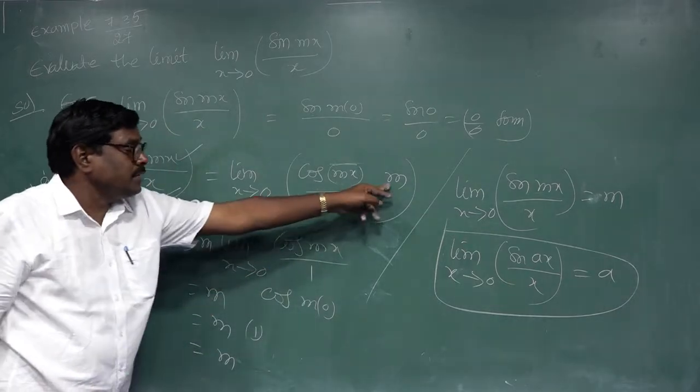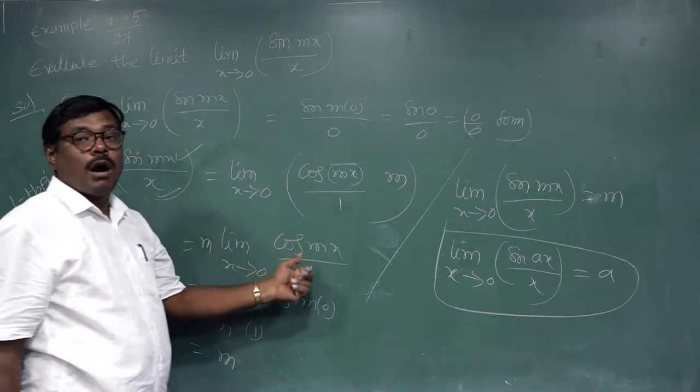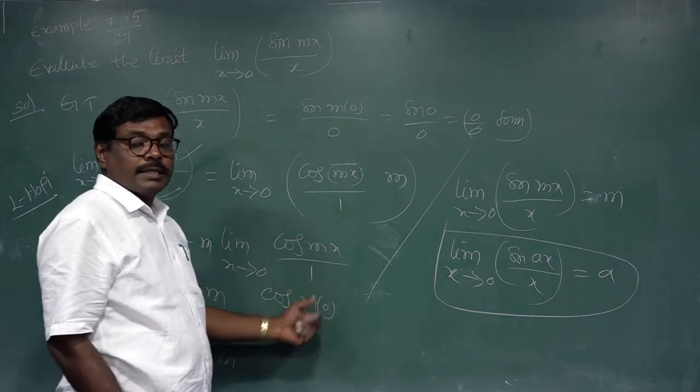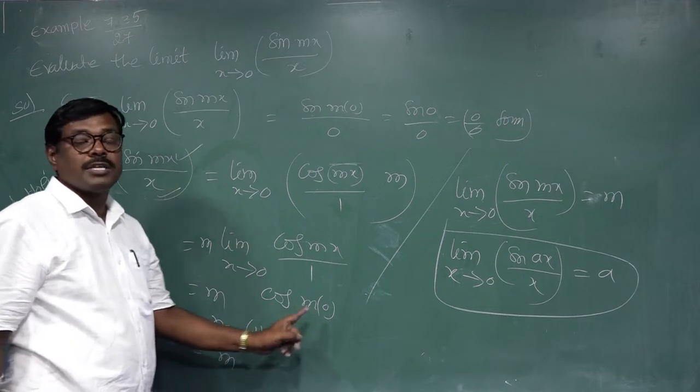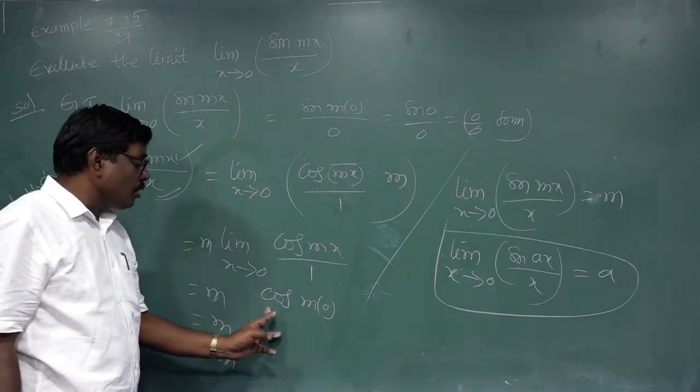This m is a constant, so m into the limit as x tends to 0 of cos mx by 1. By direct substitution, x is replaced by 0: m into cos(m into 0), which is cos 0.